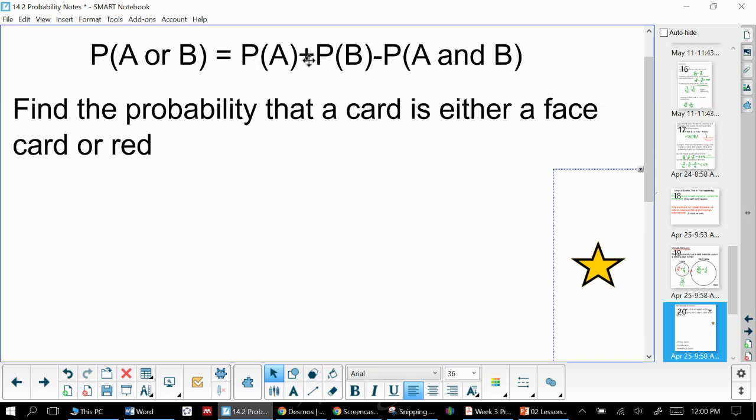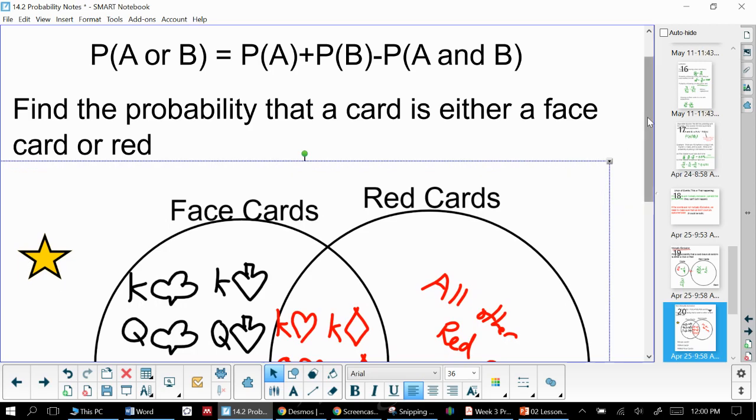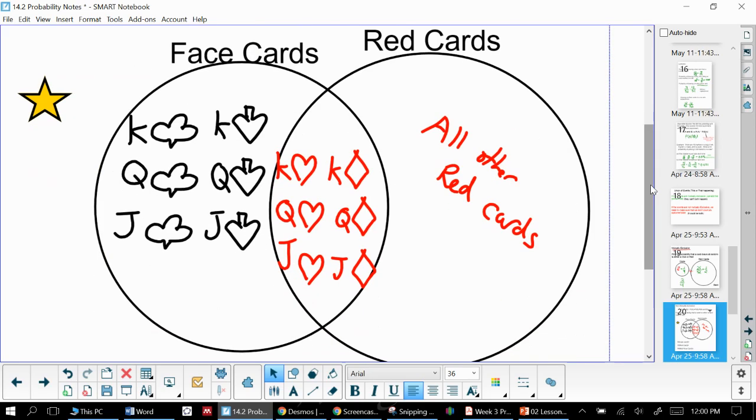If all we did was add these 2 probabilities together, we'd be adding in those red face cards twice. We don't want to do that. So I put up a little Venn diagram here. We've got all the face cards in this circle, and there are 12 of them, as we've talked about before: the spades, clubs, hearts, diamonds. Got my spades a little better this time. Then on the red side, we've got all the red cards, those red face cards, and all the other ones, the ace through 10 of hearts and the ace through 10 of diamonds.